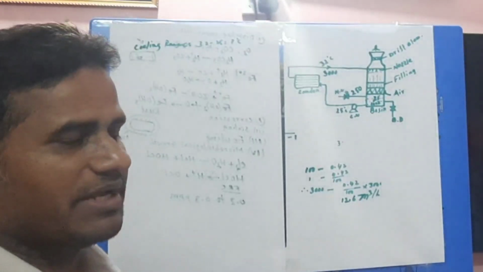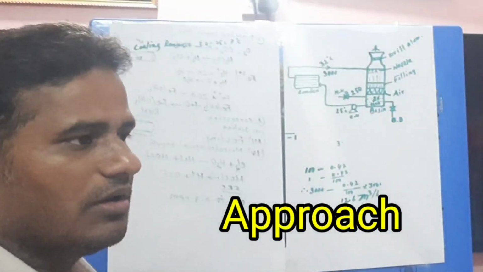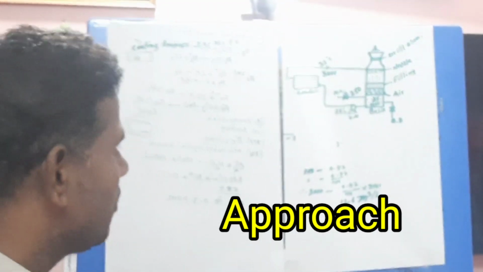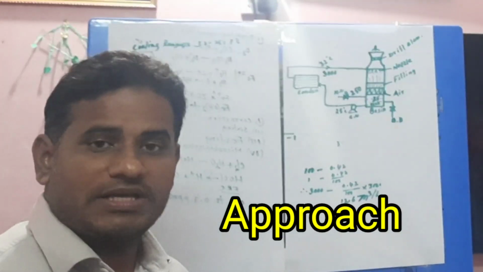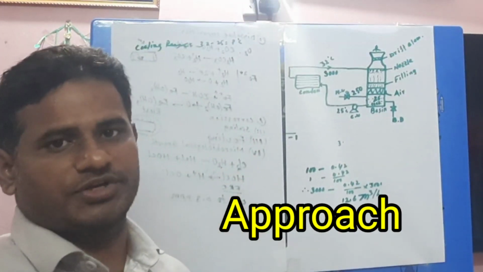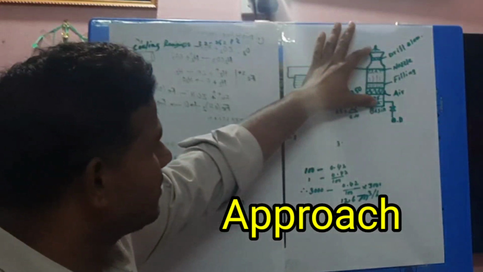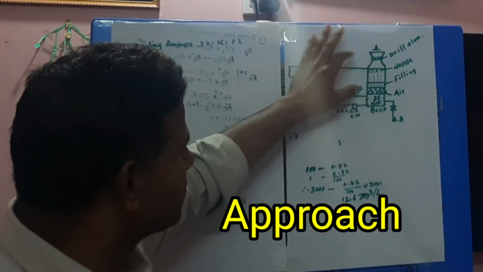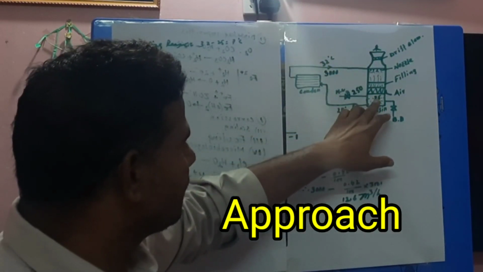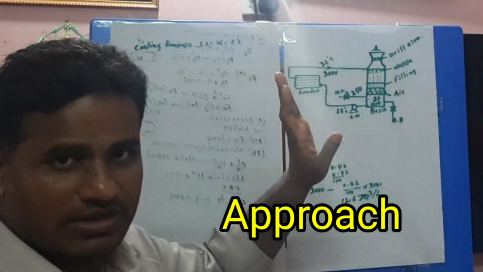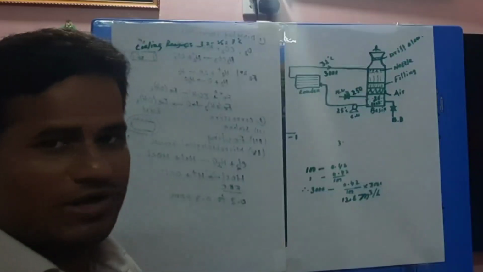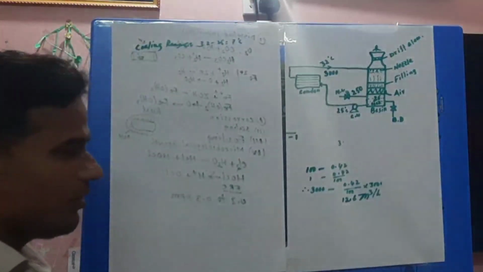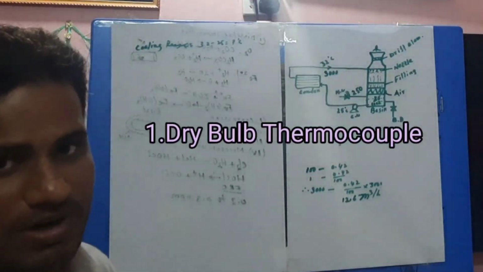So now I will explain about approach. What is the meaning of approach? Approach means how much the water temperature is possible to reduce. By this cooling tower, by the evaporation system, it is possible to reduce 32 to 25 degrees centigrade, that means 7 degrees centigrade. But approach means how much water temperature is possible to reduce. For understanding this, two thermocouples are required: one is a dry bulb thermocouple, another is a wet bulb thermocouple.